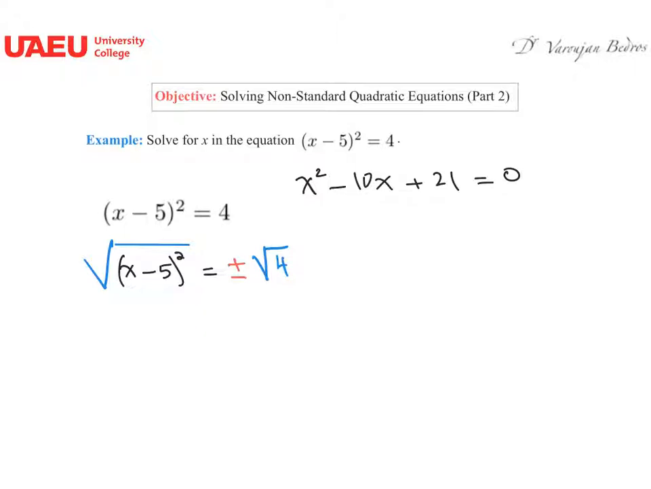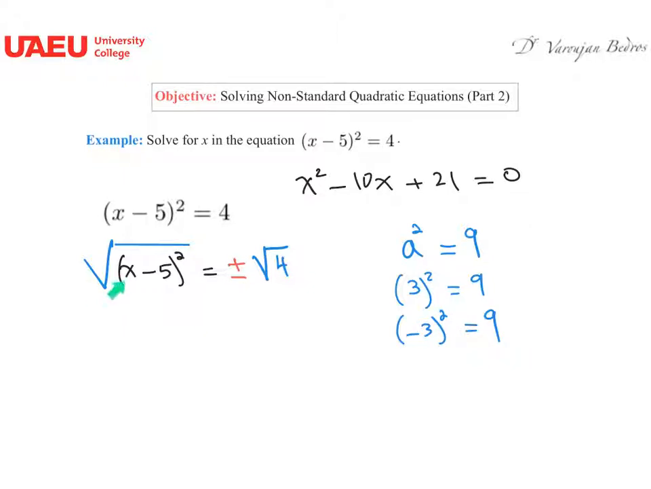If you want to understand why we have positive and negative answers here, consider the case of a squared equals 9. We know that two answers exist because 3 squared is equal to 9 and negative 3 squared is also equal to 9.